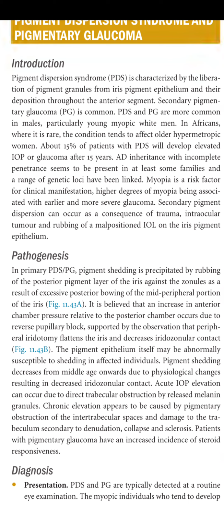Acute IOP elevation can occur due to direct trabecular obstruction by released melanin granules. So, how is the trabecular meshwork getting obstructed? By the melanin granules. Chronic elevation appears to be caused by pigmentary obstruction of the intertrabecular space and damage to the trabeculum secondary to denudation, collapse, and sclerosis.